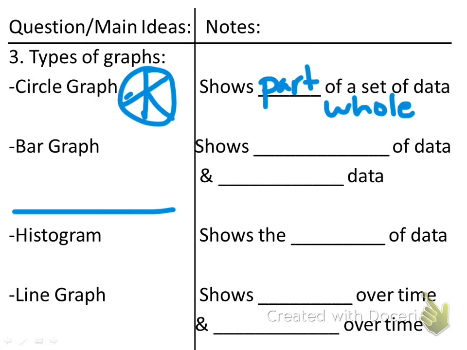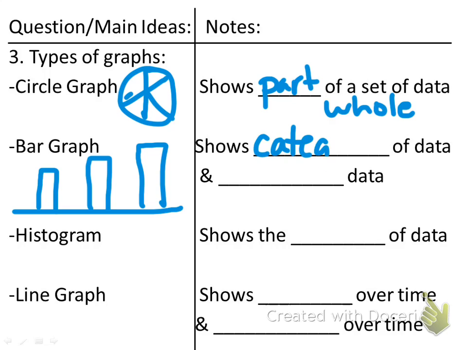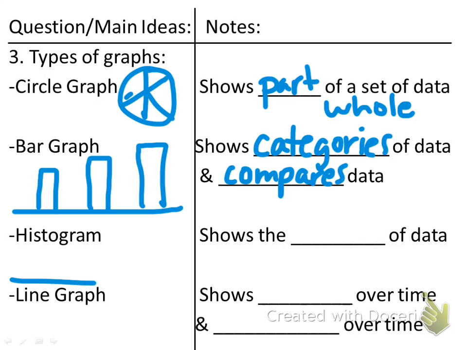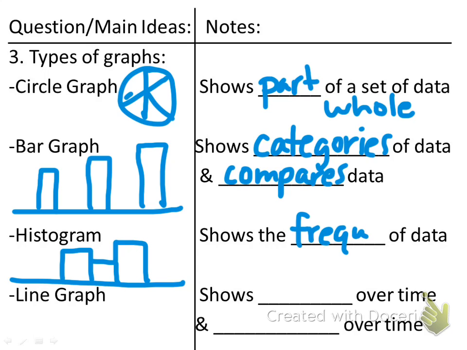A bar graph, which is independent bars, not together, a bar graph shows categories of data and it compares the data. A histogram has bars connected into intervals. So it shows the frequency of the data within equal intervals.